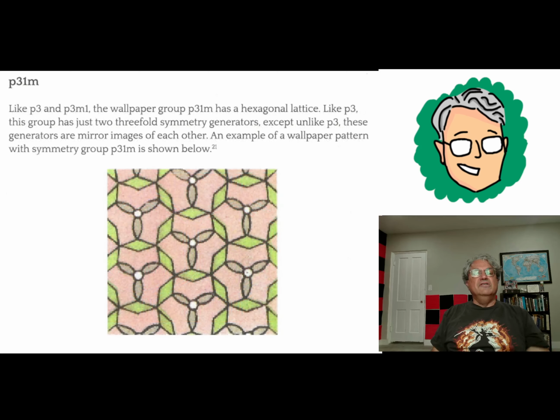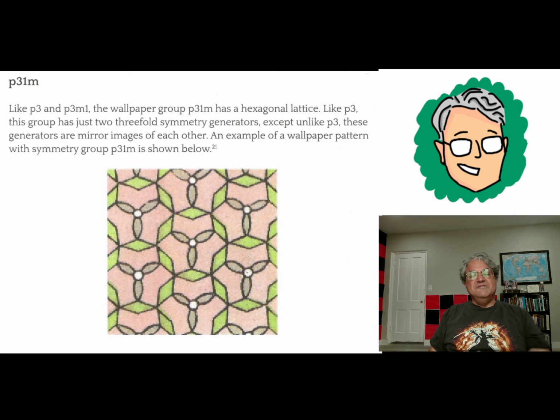This is one I really like. This one, again, has a hexagonal lattice. And this one, again, has three threefold generators. But the threefold generators are all mirror images of each other, unlike P3. So these kind of have special orientations for the threefold generators. So it has a little bit more symmetry than P3. And I think you can kind of see that.